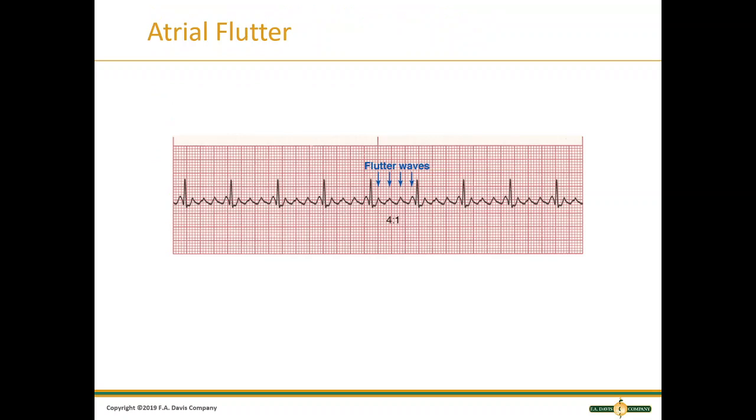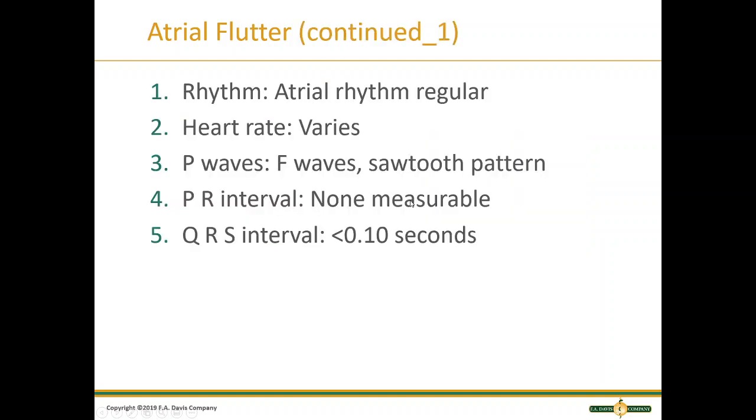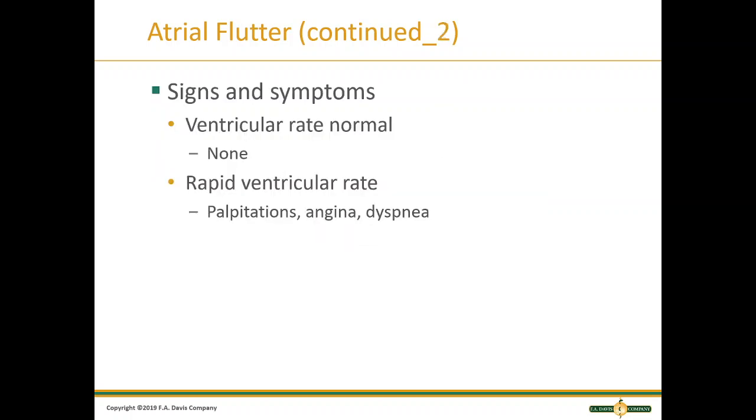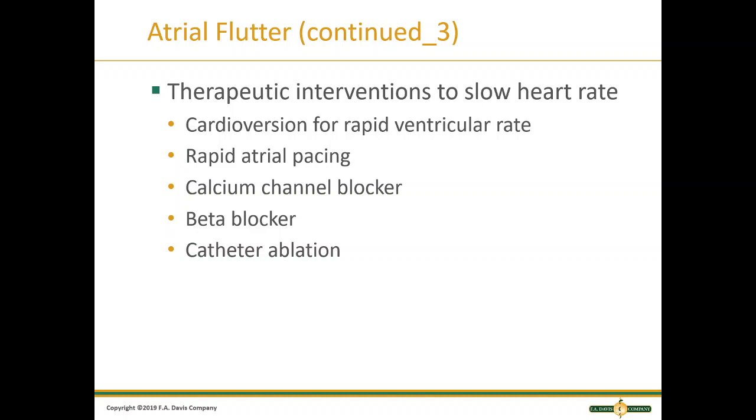This is atrial flutter, this you will feel. Flutter waves, you can see here, that does not look like the other ones, right? The normal sinus rhythm looks different because of all these little waves right there. That's atrial flutter. If you see that, I need to get the doctor, or let them know that this person is in atrial flutter. F waves, a sawtooth pattern is what it's likened to. Ventricular rate normal or rapid; palpitations, angina, dyspnea.